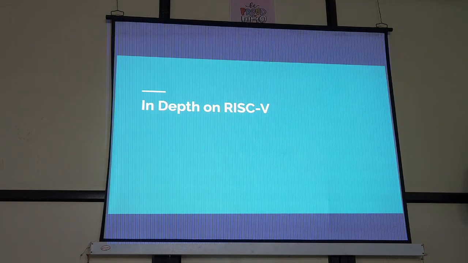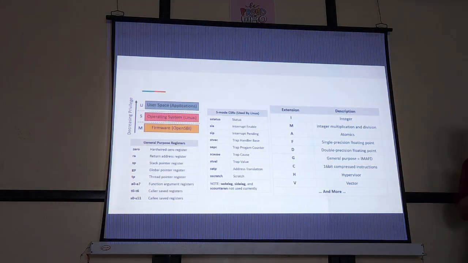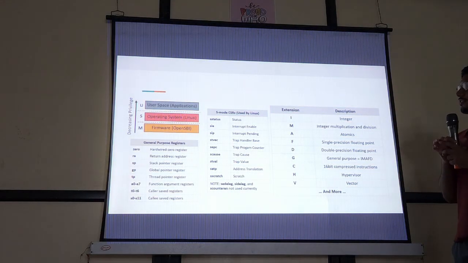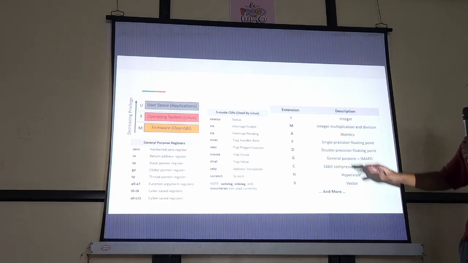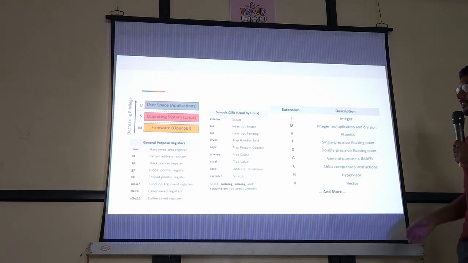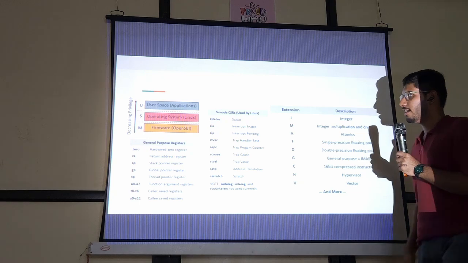So now let's get a little bit in depth on RISC-V. It won't take much time, and I definitely won't bore you with the technicalities. So there are quite a few things on this slide, so we'll go step by step.